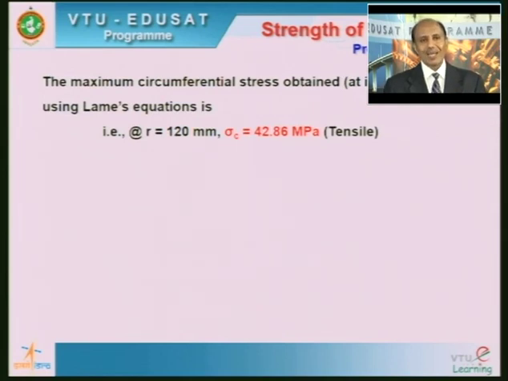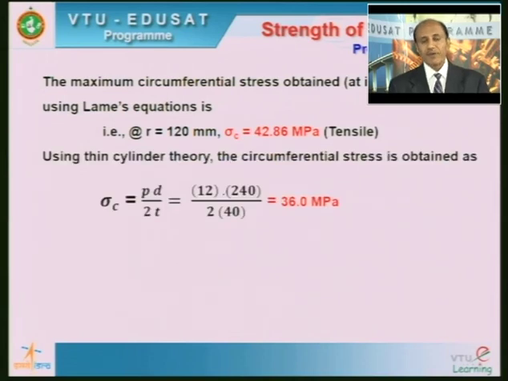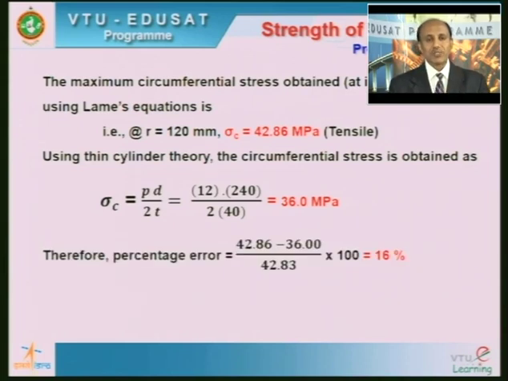What if you calculate the circumferential stress with the expression for thin cylinders? The actual value we got from Lame's equations is that at the internal surface, sigma c is 42.86 megapascals. But if you calculate the circumferential stress by thin cylinder theory, it is PD by 2T, which happens to be 36 megapascals. The correct value is 42.86, but the approximate value from thin cylinder theory is 36. There is a huge difference, and you can always calculate the percentage error, that is the difference divided by the actual value, which happens to be 16% in this case.